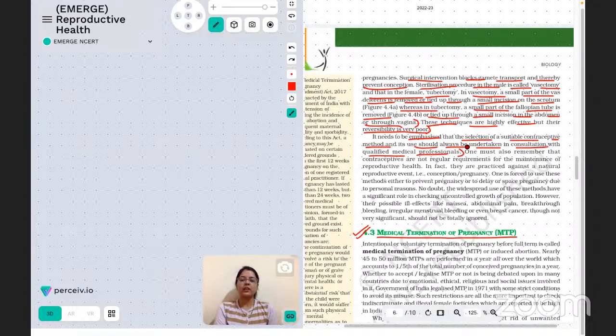मतलब आप समझिए कि कोई भी मेथड अगर हम प्रैक्टिस करते हैं या कॉन्ट्रासेप्टिव मेथड अगर हम फॉलो कर रहे हैं तो डेफिनेटली बिना किसी मेडिकल प्रैक्टिशनर या मेडिकल एक्सपर्ट डॉक्टर्स या नर्सेस के कंसल्टेशन के हमें नहीं करना चाहिए. And one must also remember that contraceptives are not regular requirements for the maintenance of reproductive health. रिप्रोडक्टिव हेल्थ को मेंटेन करने के लिए वो एक रिक्वायरमेंट नहीं माना जाता. In fact, they are practiced against the natural reproductive event, which is conception or pregnancy. Definitely, ये एक natural जो process होता है female के body में, उसके against करने वाला ये process है. So this you need to know.